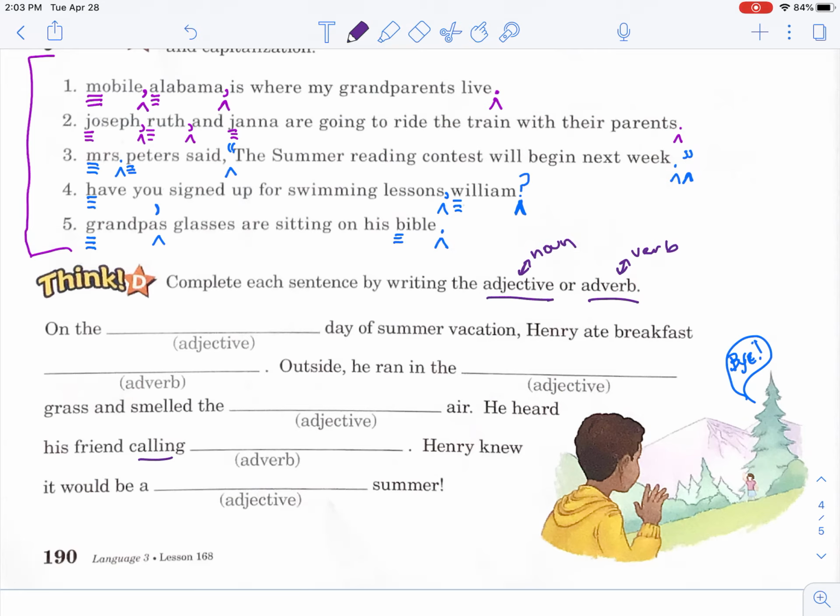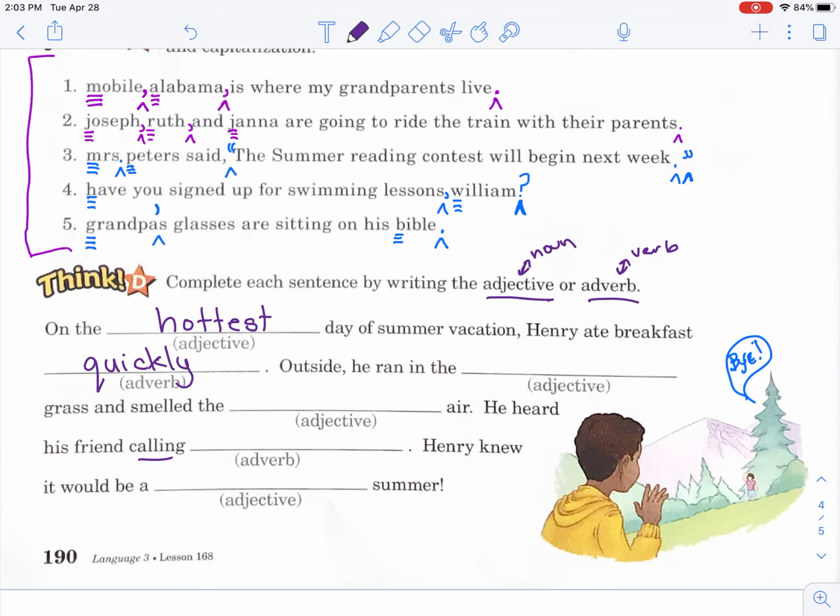Okay. Abigail, an adjective on the something day of summer vacation. Let's see. On the hottest day of summer vacation. Ooh, hottest. That's fun. Could you have said first? Would that have worked? Yes. Last would have worked too. Could have said when. Maybe it shouldn't be last, because Henry knew it would be a great summer. That would probably be past tense. You're right. It could be the first. Okay, Henry ate breakfast. How did he eat breakfast? Quickly. That's a good one, Abigail. You came in just the perfect time.